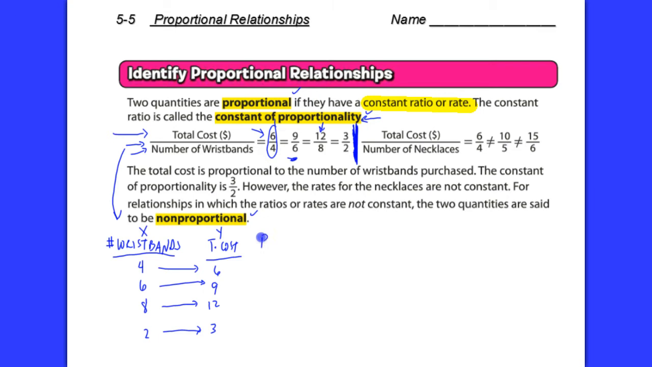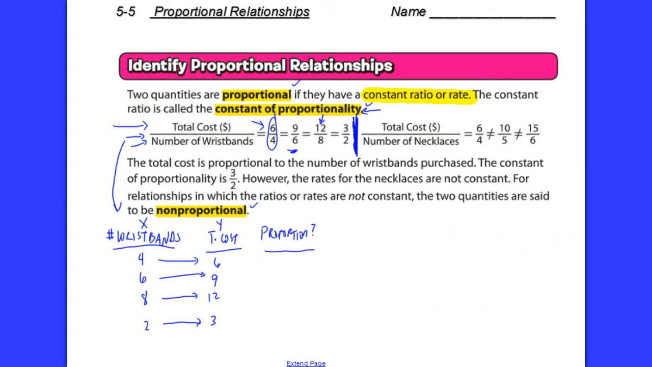So here I'm going to say proportional, question mark. Now, notice I'm leaving a lot of space over here. You're going to need that later, as we're going to do the same thing with the one on the right. So just give yourself a little space as you're doing this problem, okay? All right, is this proportional?